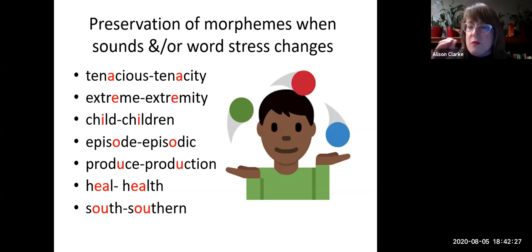We preserve the meaningful spellings when sounds and word stress changes, and in English, because it's a stress-timed language, the stress of words matters for the meaning. So if you think of the word record and record, and there's a lot of words like that, like content and content. Usually it's a noun and a verb pair, and the stress shifts, and that's what changes those homographs into different words.